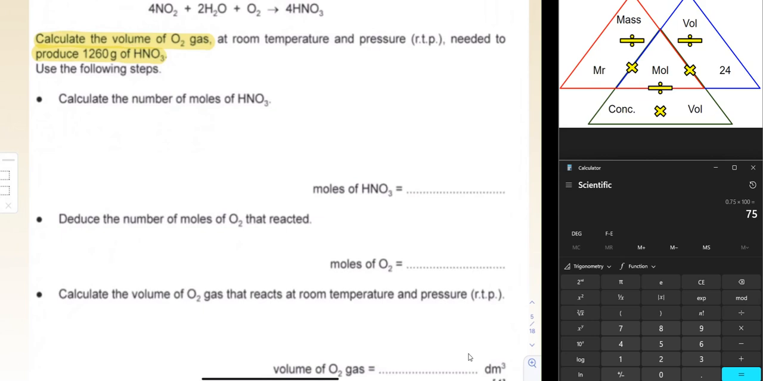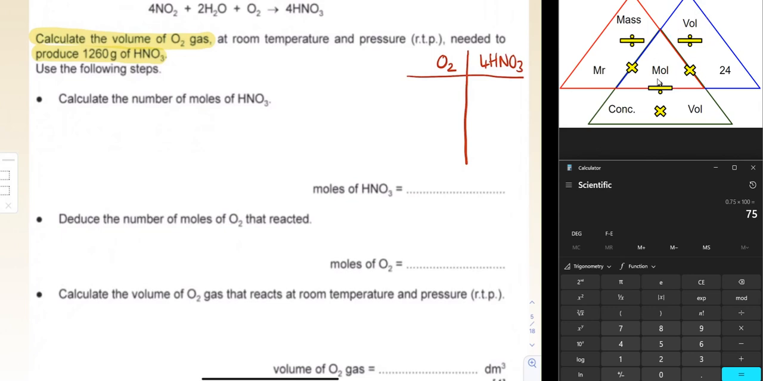So I know that I'm going to need O2, and I know that I'm going to need 4 HNO3 because that's what I've highlighted in the question. I know that oxygen is a gas. It tells me that here, but also, I know that oxygen is always a gas at room temperature and pressure because I'm a chemist. And I know that it's given me the 1260 grams of nitric acid. So I know that I'm in my mass mole MR triangle when I'm dealing with the nitric acid. And I know I'm in my vol mole 24 because that's the gas triangle.